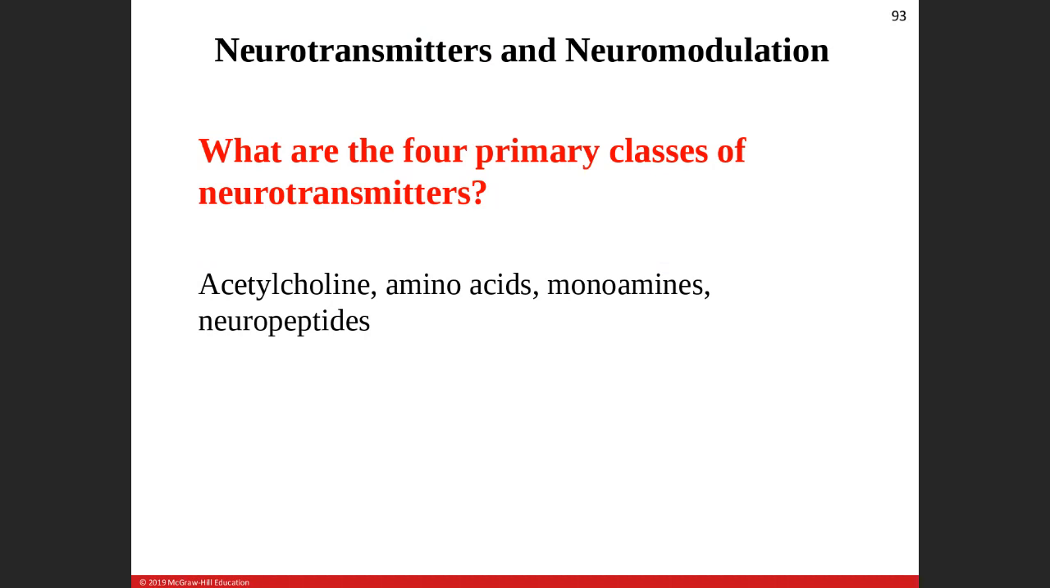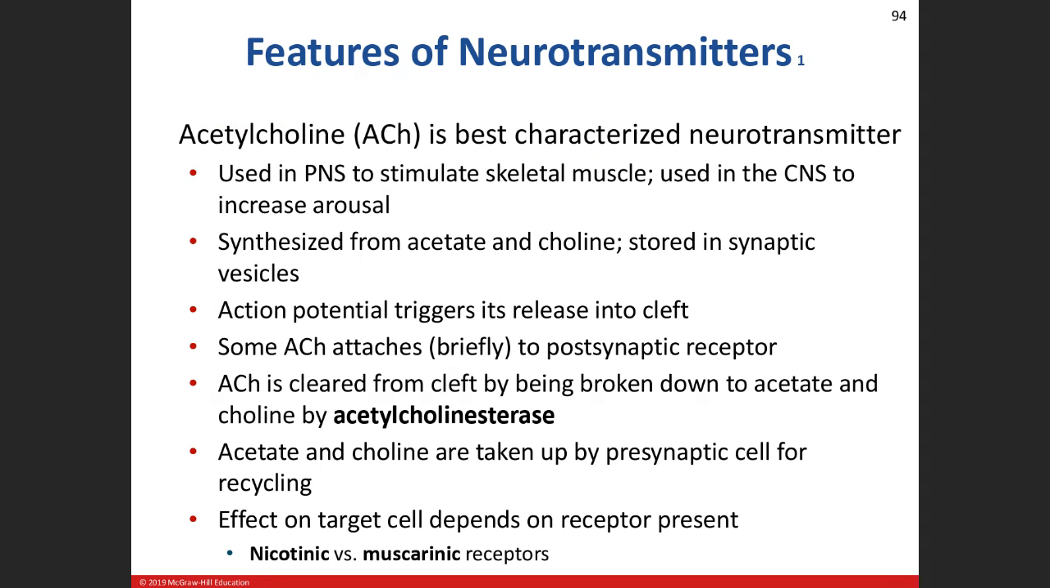All right, so the four primary classes of neurotransmitters, you want to be familiar with these. Especially this one here, because we're going to talk a lot about acetylcholine when we get into chapter 10. But we have acetylcholine, amino acids, monoamines, and our neuropeptides. Those are your 4 primary classes of neurotransmitters, and then there are subclasses to those. But those are the 4 that you want to know. Like I said, we talked about those last class.